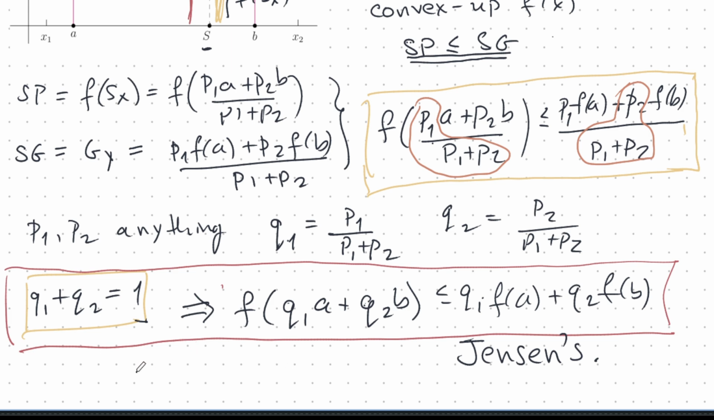And this is for a convex up function f. If you don't know what I mean by convex up, you've got to watch the video that I'll put in the description box. All right, so let's see some applications of Jensen's beautiful inequality. Let's do some examples, some applications and implications of Jensen.